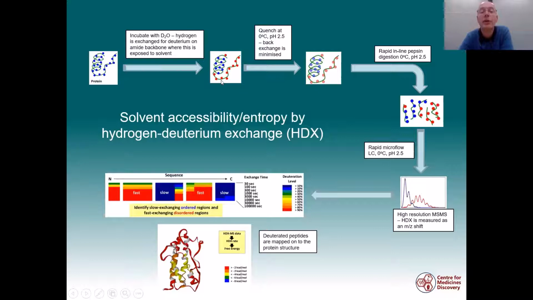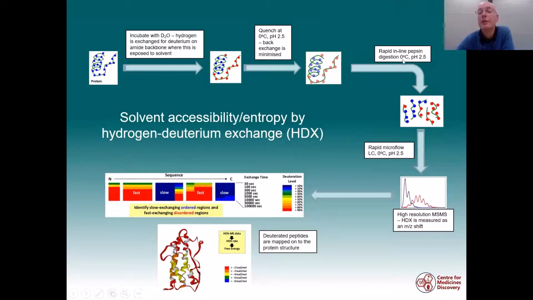We then need to quench the reaction. So we put it into an excess of non-deuterated water. And we have to then maintain the pH at 2.5 and the temperature at 0 degrees. And the reason for this is that you can get back exchange. So the deuterium can be exchanged back for regular hydrogen. So you want to minimize that back exchange.